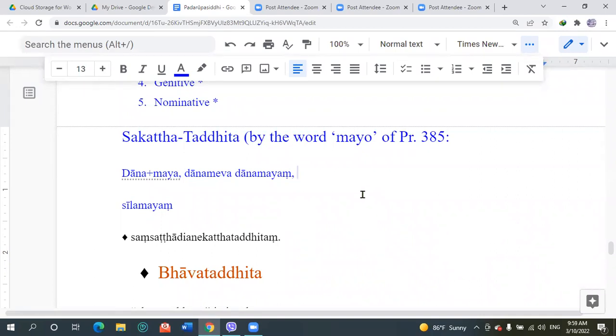So Sayadaw, in that case, we can create a maya suffix in the meaning of the sakata, right? Yes. Just donation is donation. We can say just donation is dhana maya. I think we should translate donation itself is donation, right? Yes. Donation itself is dhana maya.